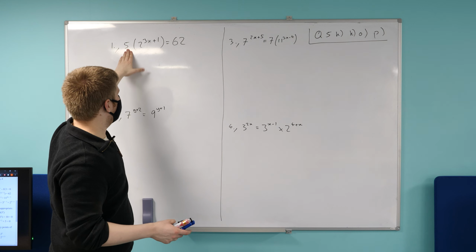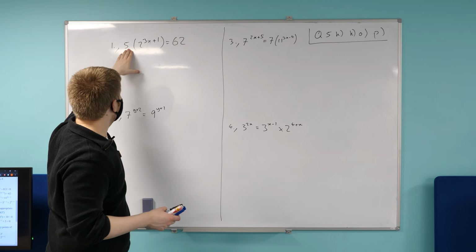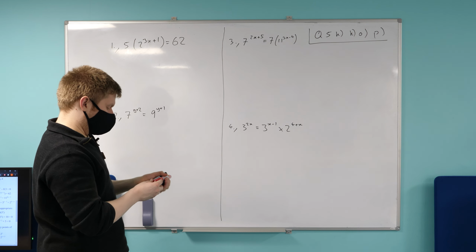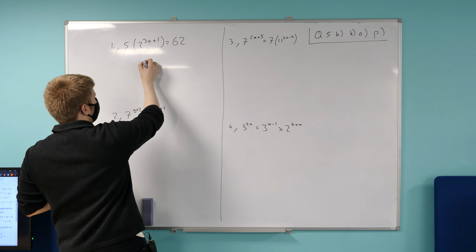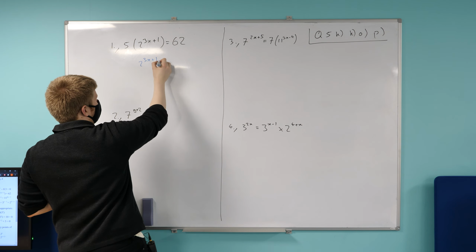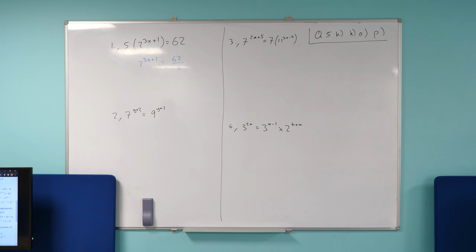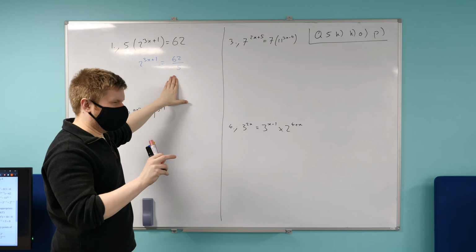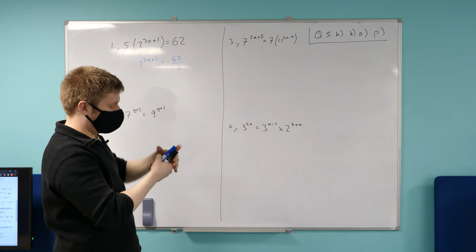What I basically want, the issue is the 5 out the front. Why not get rid of that 5 by dividing by 5 on both sides? So in other words, you can say 2 to the power of 3x plus 1 has got to be equal to 62 divided by 5. And then it's more obvious that you've just got the base on its own, there's the power and there's some number on the right-hand side. I think that's slightly easier to work with if you do it that way around, okay?